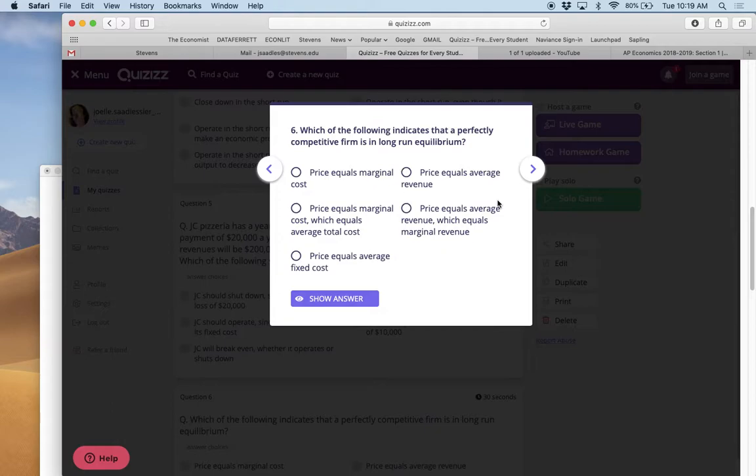Which of the following indicates that a perfectly competitive firm is in long-run equilibrium? In long-run equilibrium, price equals marginal cost equals average cost. Okay?